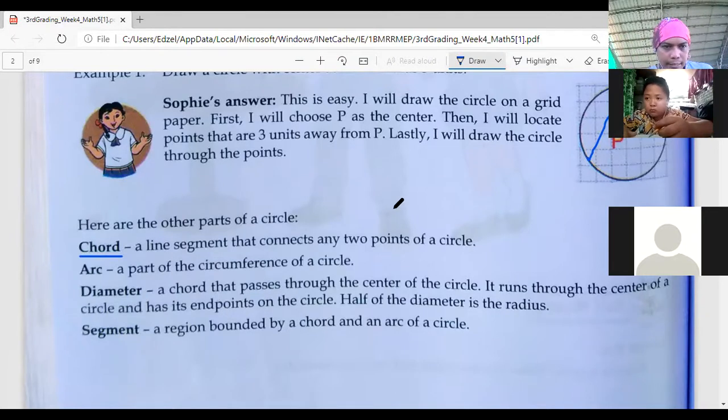Second part is the arc. This arc. ARC. This is a part of the circumference of a circle. This whole thing here is the circumference. Right? It's the circumference all around.